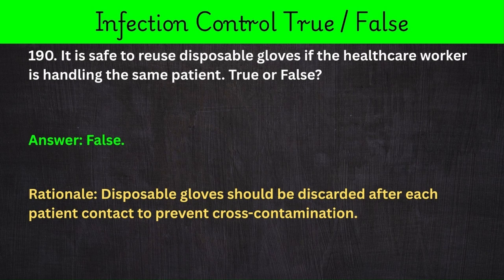190. It is safe to reuse disposable gloves if the healthcare worker is handling the same patient. True or false? Answer: false. Rationale: disposable gloves should be discarded after each patient contact to prevent cross-contamination.